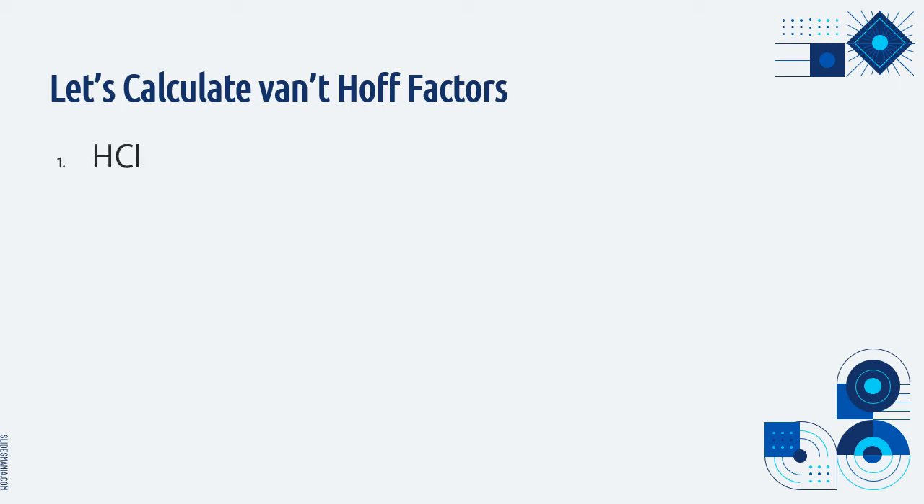First, let's have HCl. We know that when HCl dissociates, it will form two ions, which is hydrogen ion plus chloride ion. Let's do a bit of balancing. H on your reactant side is 1, and H on your product side is 1. And this is the same with our chlorine. Therefore, the Van't Hoff factor i of HCl is 2.